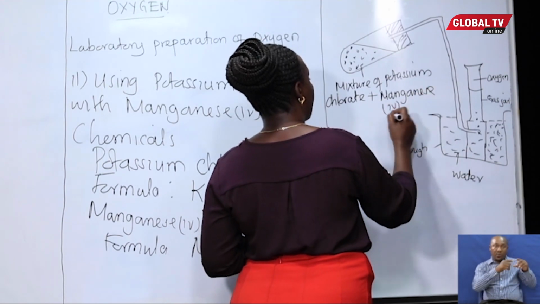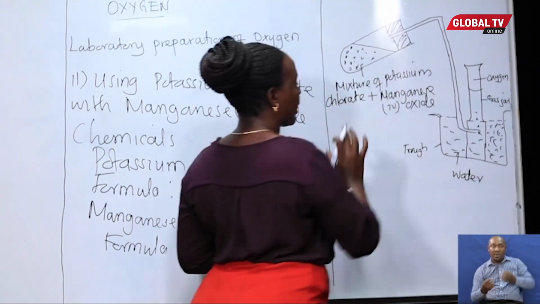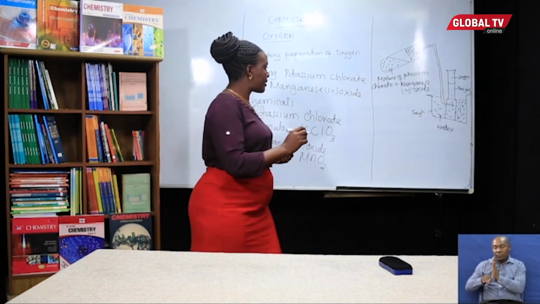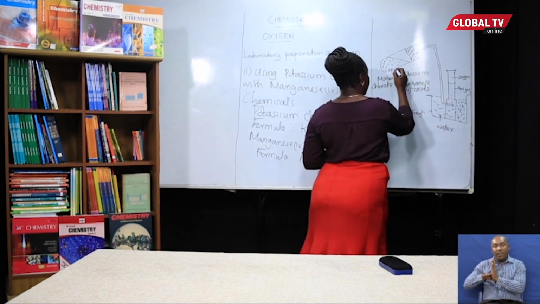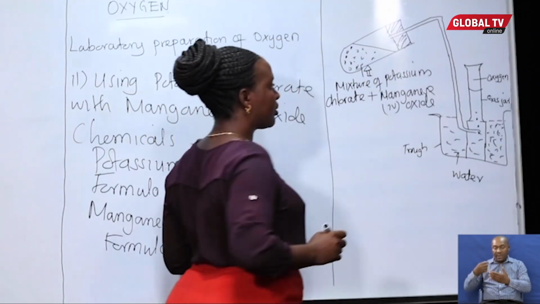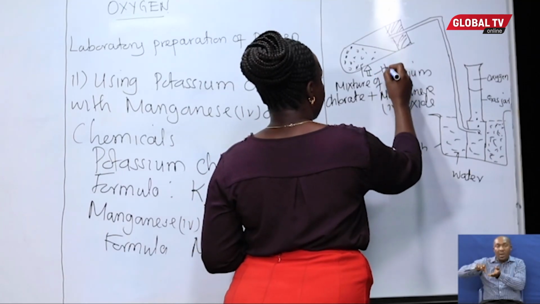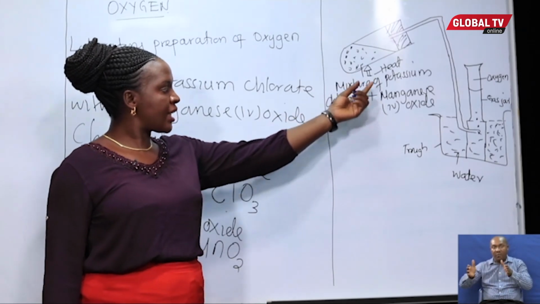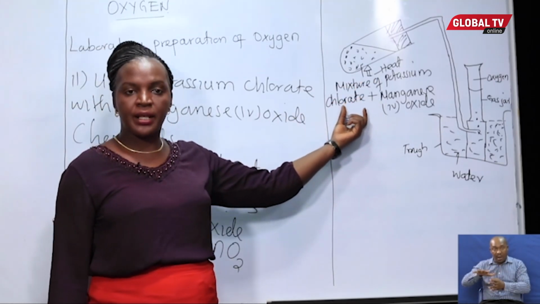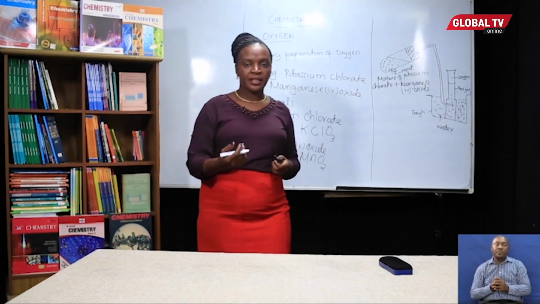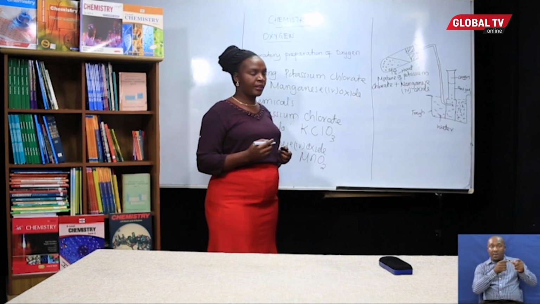Manganese dioxide. When these two chemicals react, manganese dioxide will assist the decomposition, but don't forget the heat. Don't forget the heat, because if there's no heat, the reaction won't take place. So there is heat here. This will assist the mixture to decompose. So potassium chlorate will decompose in the presence of manganese dioxide, and after decomposing, oxygen gas will be given out.